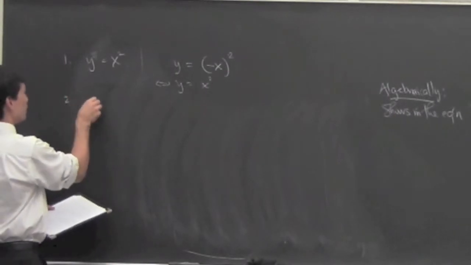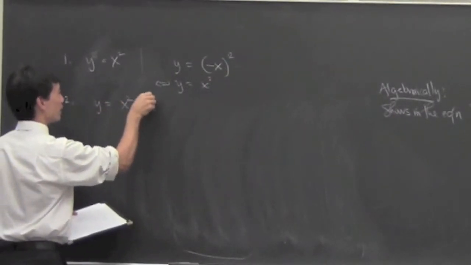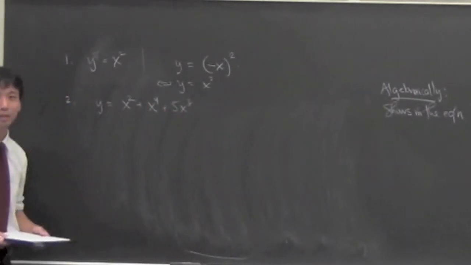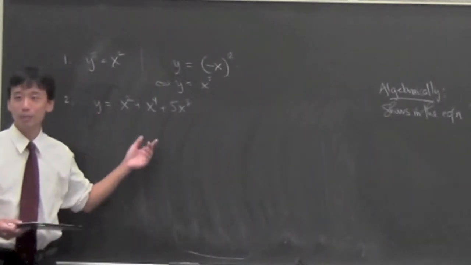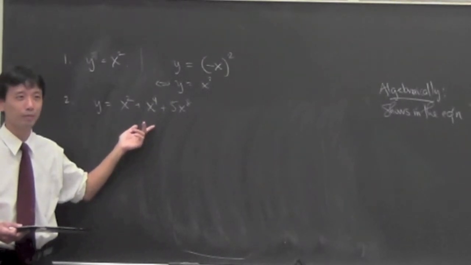Or if I have something like this, y equals x squared plus x to the fourth plus 5 x to the eighth, what do you see immediately from looking at the equation? What kind of symmetry does it have?